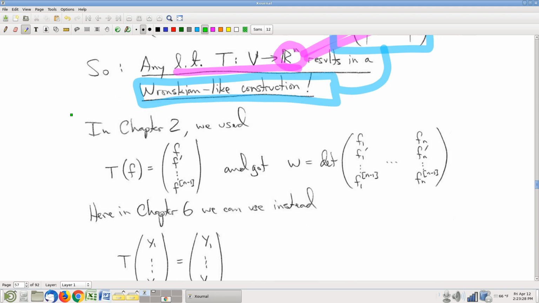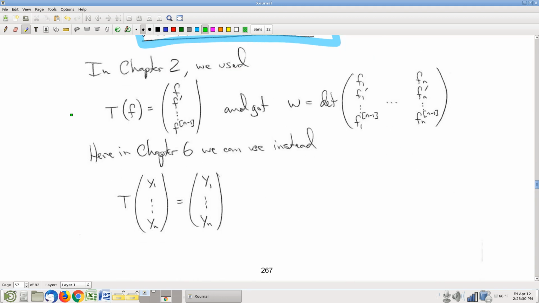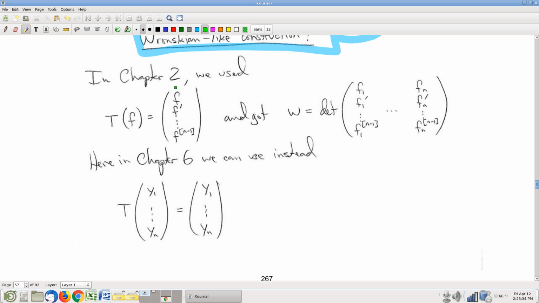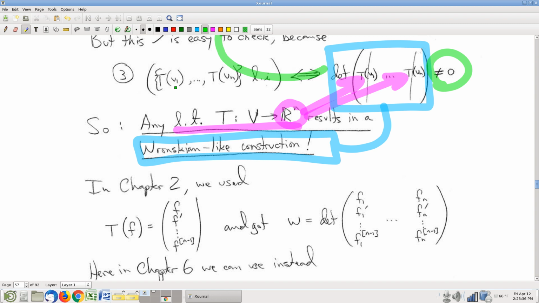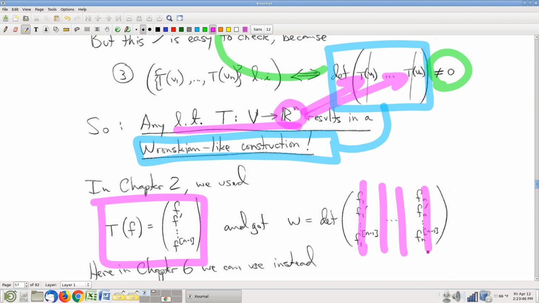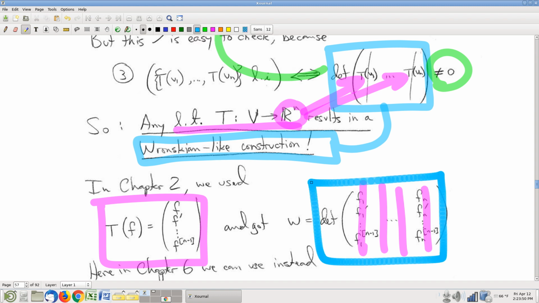Here, you might say, in chapter 2, we were using this as our linear transformation. Take this linear transformation, apply as above, and that gives you the old classic Wronskian. Okay.